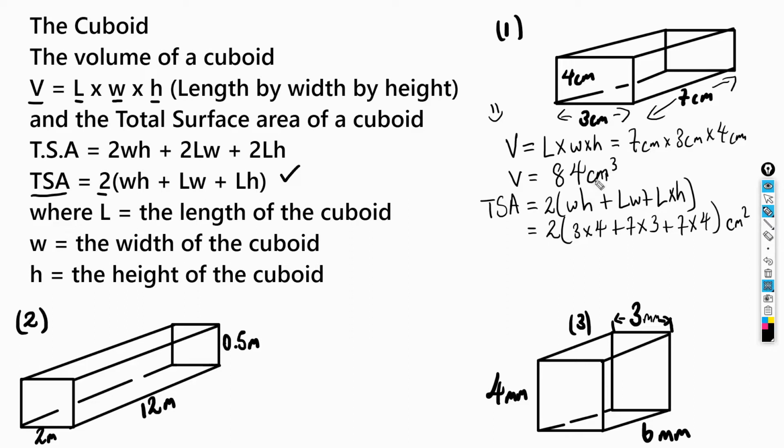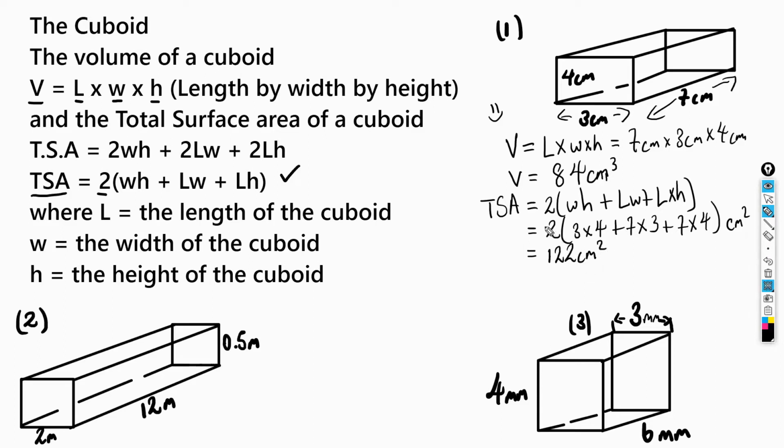And when you multiply 2 centimeters, 3 centimeters by 4 centimeters, you're gonna get centimeters squared. So in this case, the answer is going to be 3 times 4 should give us 12. 7 times 3 should give us 21. 21 plus 12 should actually give us 33. Then 7 times 4 should actually give us 28. And 28 plus 33 should give us 61. And 61 multiplied by 2 should give us 122. So the answer for the total surface area is 122 centimeters squared.